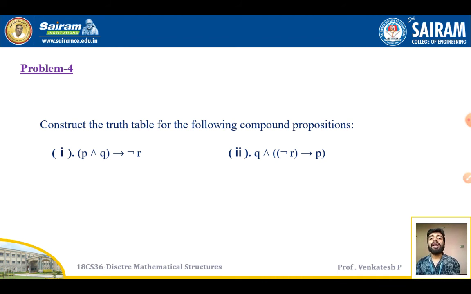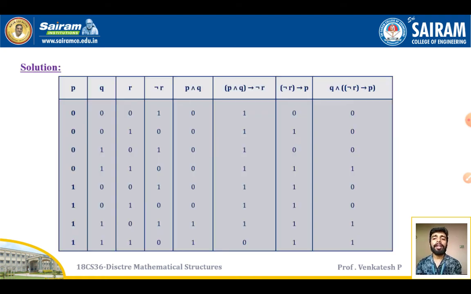Problem number 4. Consider the truth table for the following compound propositions. The first one is P and Q, which implies negation R. The second one is Q and negation R, which implies P. To prove these propositions, we have to define the truth table. The truth table must contain the truth values for P, Q, R. So first let me define the truth values for P, Q, R.